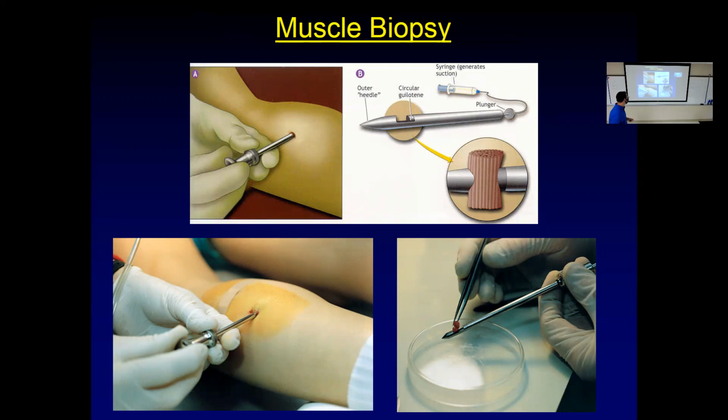Okay, so we're going to talk about some other individual issues with muscle fibers next. But in order to understand those, we need to talk about how we do muscle biopsies first. Okay? What you see here is a muscle biopsy. This needle that you see is called a Bergstrom biopsy needle.